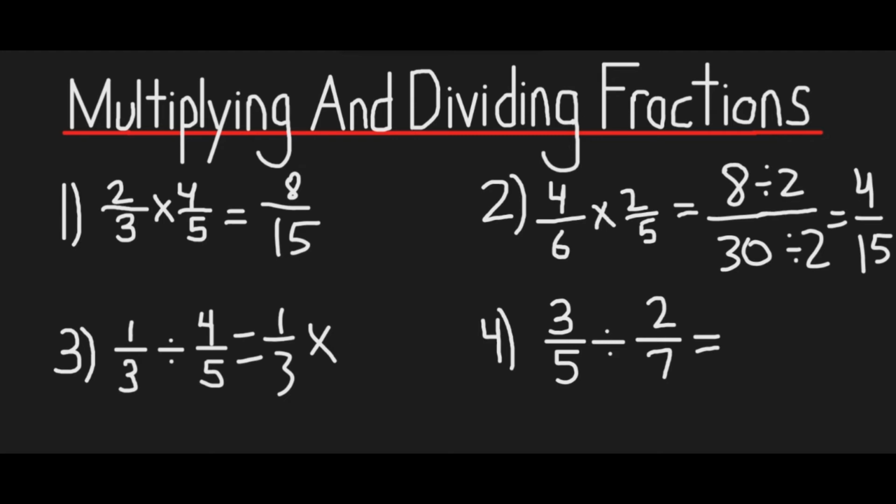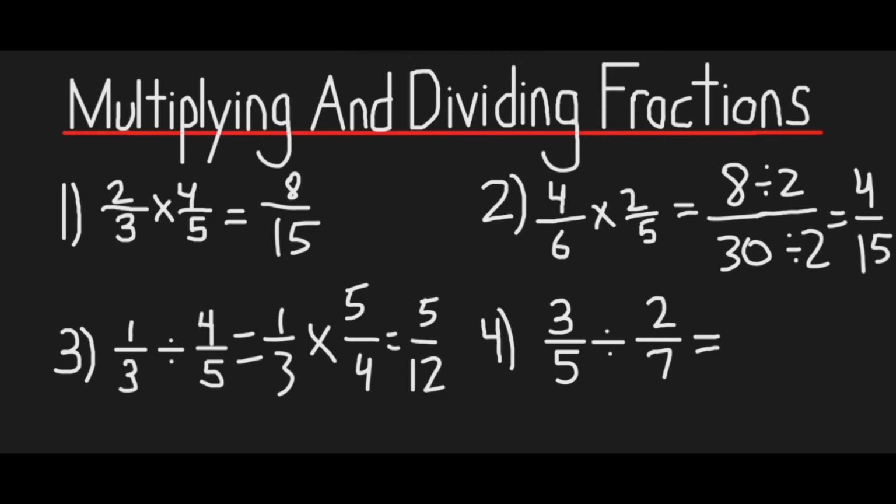And finally, flip. You want to flip the numerator and the denominator of the last fraction, so instead of 4/5, we have 5/4. Now we multiply. 1 times 5 is 5, and 3 times 4 is 12. Again, the greatest common factor is 1, so we cannot reduce anymore.